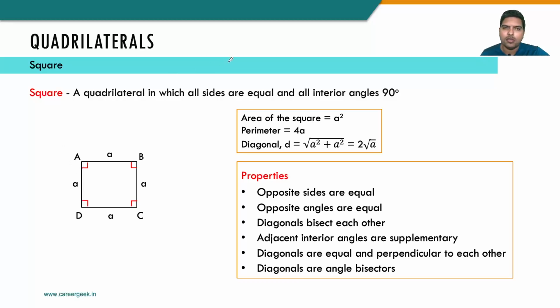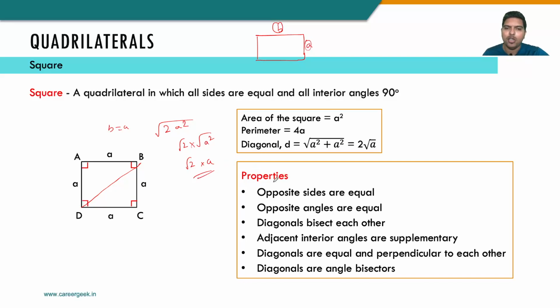Now, a rectangle of different lengths will be a square if the lengths also become the same. If B is equal to A in a rectangle, then it becomes a square. So area is side square, perimeter is 4A, diagonal is square root of A square plus A square, right? Root of 2A square. So how do we write? Root 2 multiplied by root of A square. So root 2 multiplied by A.